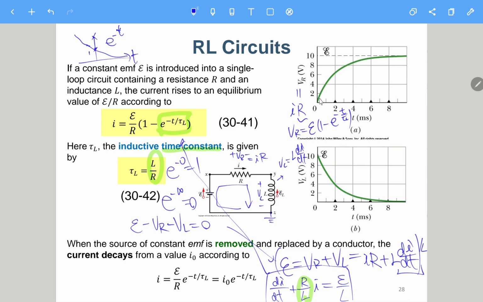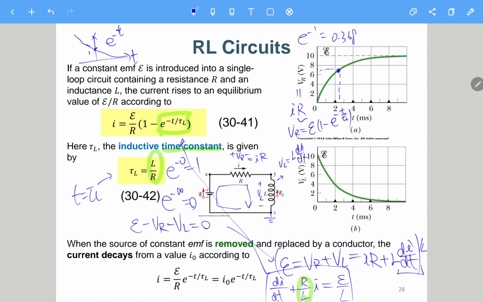Okay, so what is the physical meaning of tau L? Tau L is called the time constant, which means that when t equals tau L, this is 1, so we have e to negative 1. E to negative 1 is, if I remember correctly, 0.368. You can check it using your calculator. 1 minus 0.368 is like 0.632, okay? So which is around here.